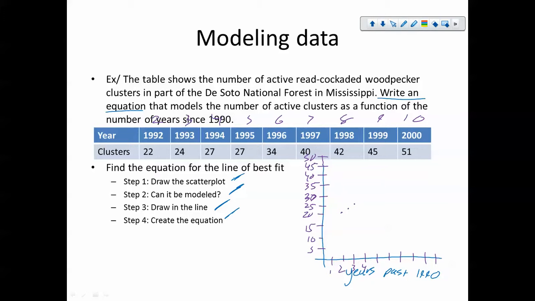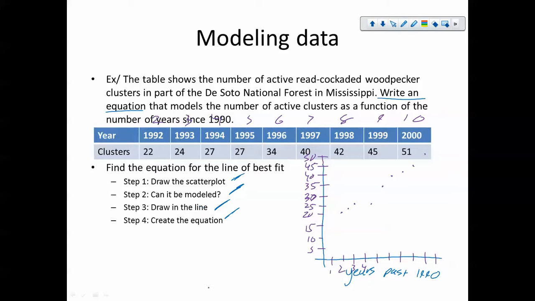4, 27 is about there. 5, 27, so 5, 27 is about there. 6, 34 is there. 7, 40. 8, 42. 9, 45, and 10, 51. And again, notice these are not perfect. This is not a perfect line, and it shouldn't be. But is it vaguely linear?